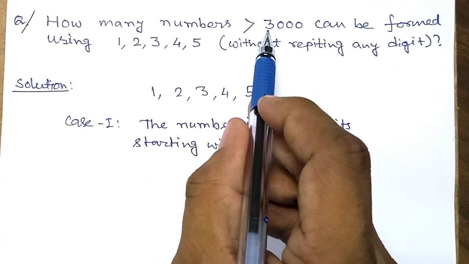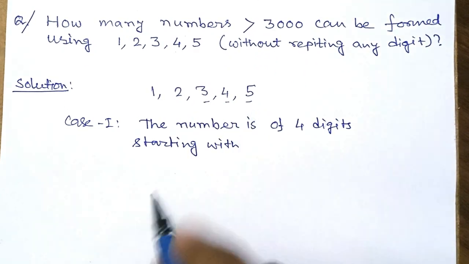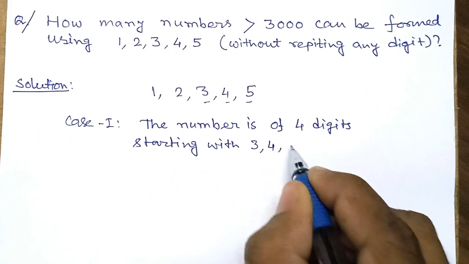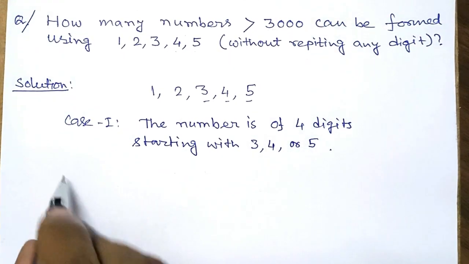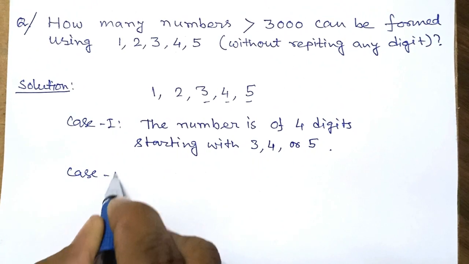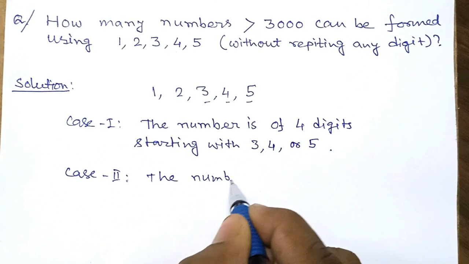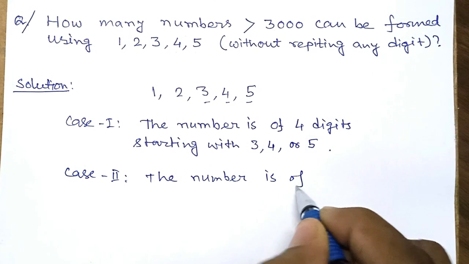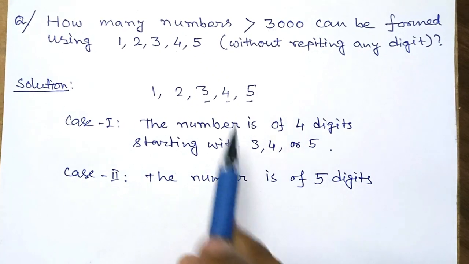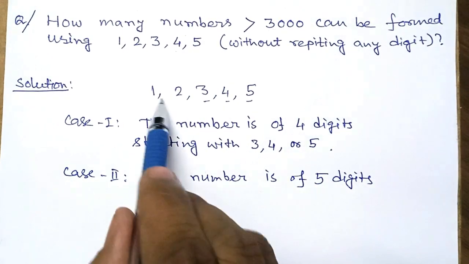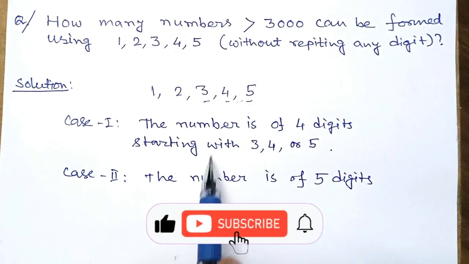Case 1: the number is of 4 digits. To become greater than 3000, it should start with 3, 4 or 5. And case 2 is the number is of 5 digits. In this case, it can start with any of these numbers. If it is a 5-digit number, then naturally it is greater than 3000. So there are two cases.